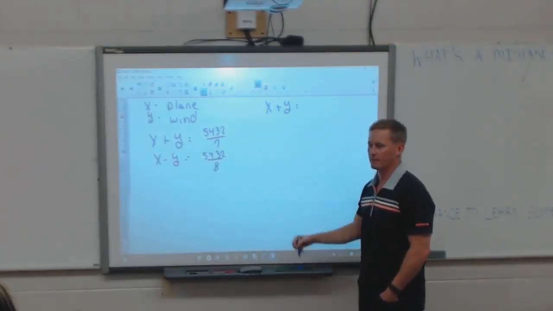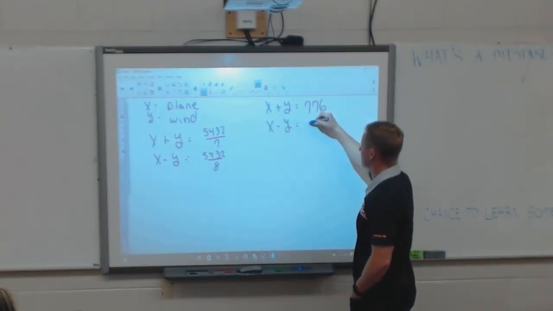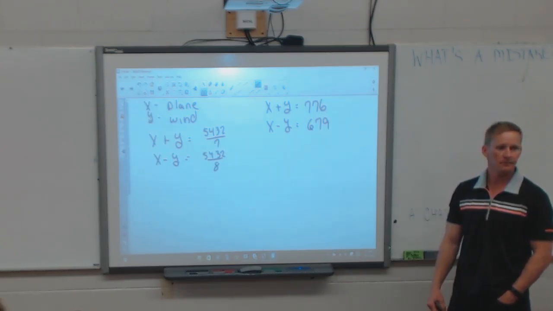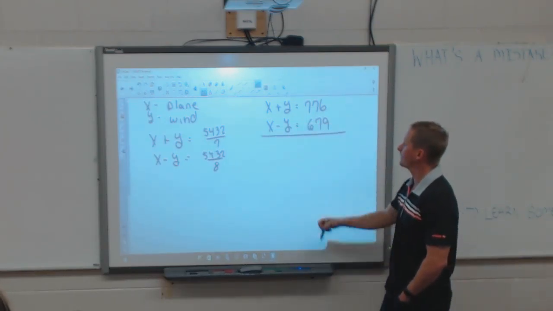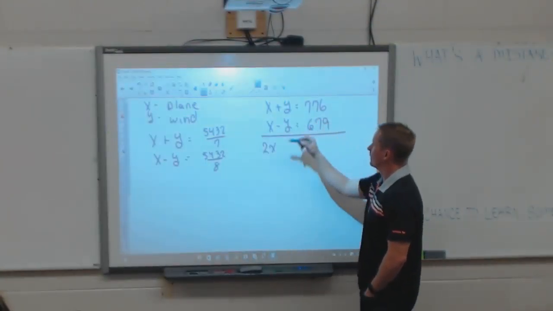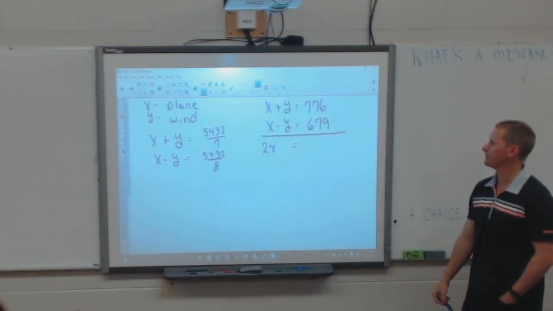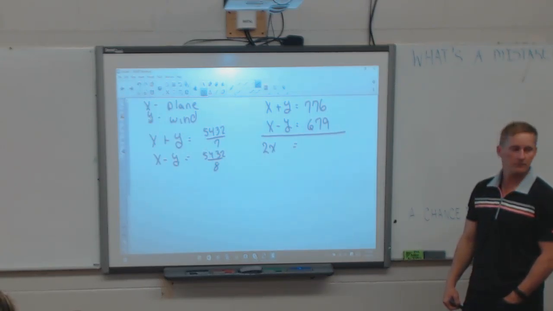Okay, so x plus y is equal to what? 776. X minus y is equal to 679. What method would you like to use to solve this? Elimination, because it's already set up. Perfect, I would too. Draw my line, add these together. X and x make 2x. Y subtract y is 0. 776 plus 679 makes what? 1455.